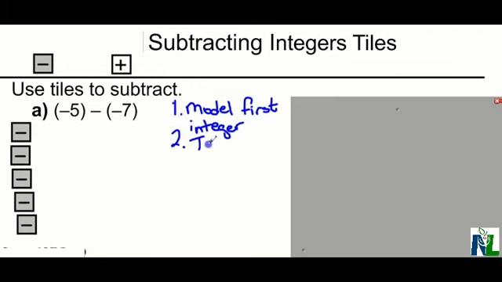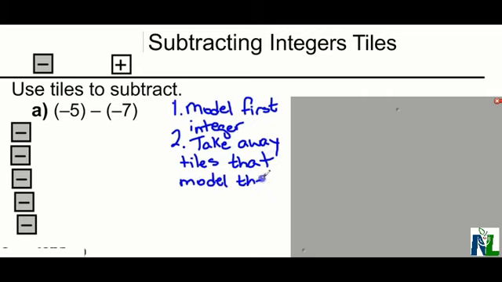Now the second step is we need to take away tiles that model the second integer. So in this case, we would need to take away 7 negative tiles. Well, we don't have 7 negative tiles.